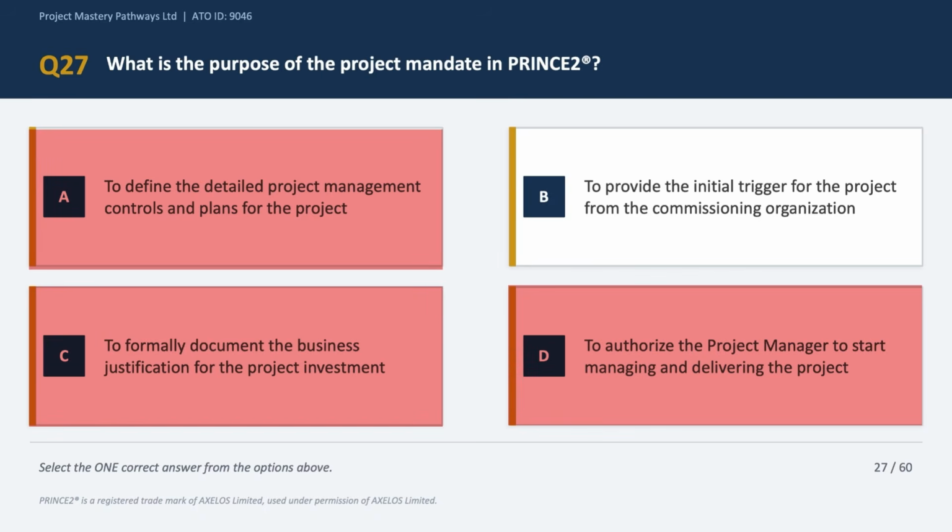Option B says to provide the initial trigger for the project from the commissioning organization, and that is the correct answer choice, because the mandate is what starts the whole process of project off from the ground, right? It comes from a responsible authority and triggers the starting up a project process. So the correct answer is option B.